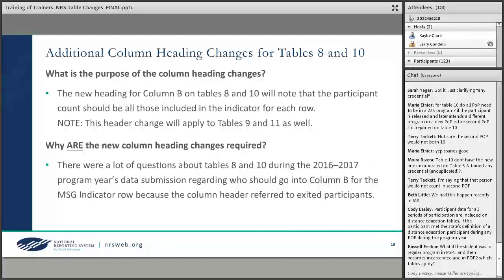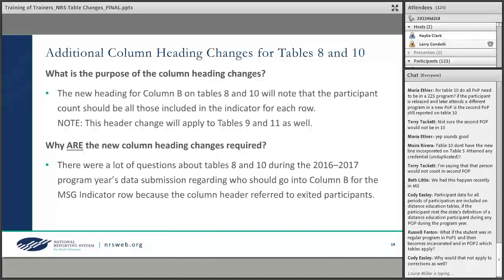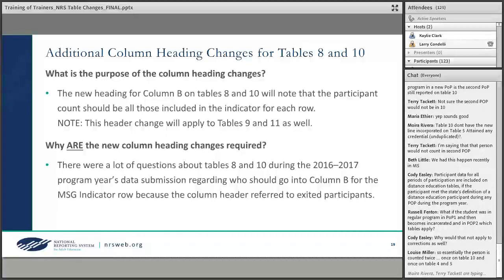It's a little hard to completely understand. Can they unmute their phones and talk? I think, Jay, the question is, where would you report that second POP then for a correctional individual? On Table 5. Table 5 allows for additional periods of participation.